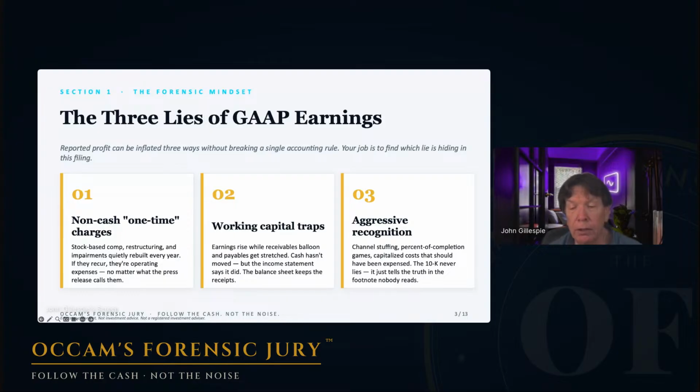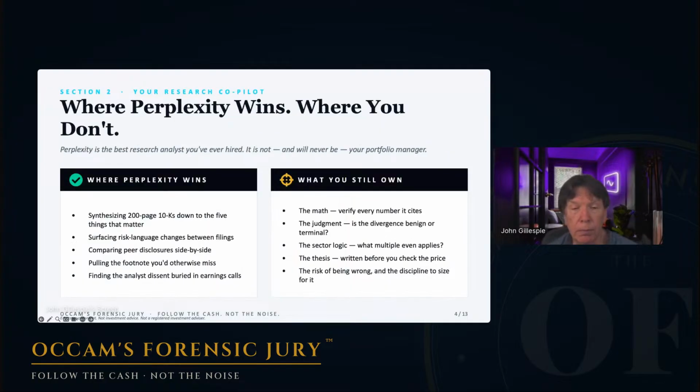The third lie is aggressive recognition, channel stuffing, right? Percent of completion gains, capitalized costs that should have been expensed. The 10K never lies. It just tells the truth in the footnotes that, just coincidentally, most people never read.